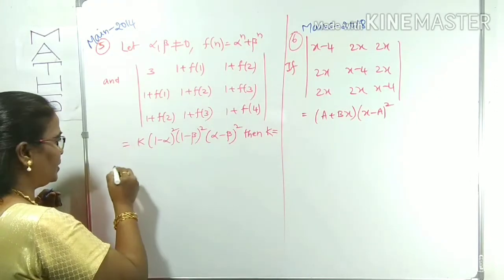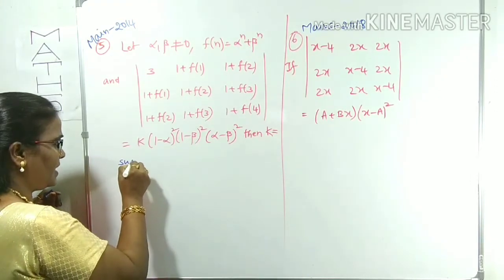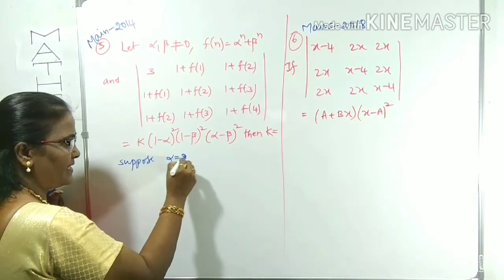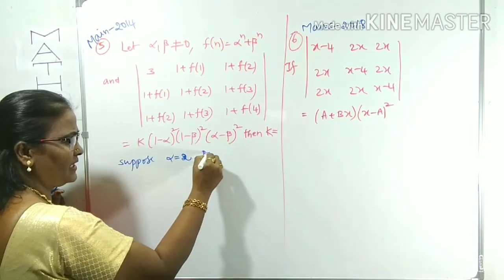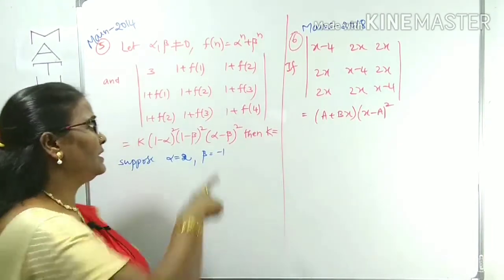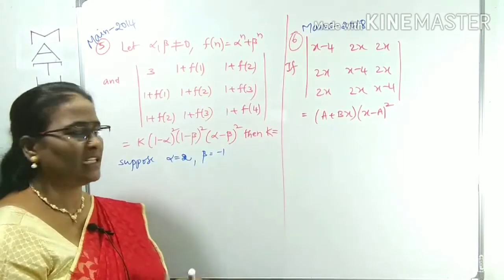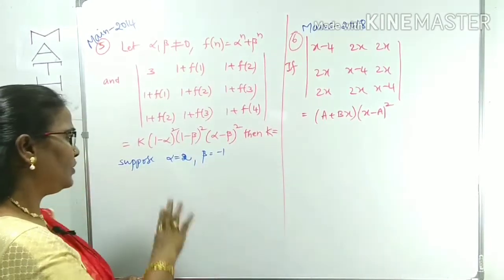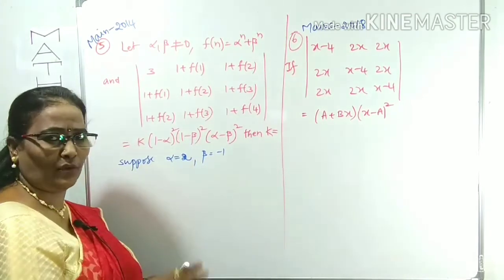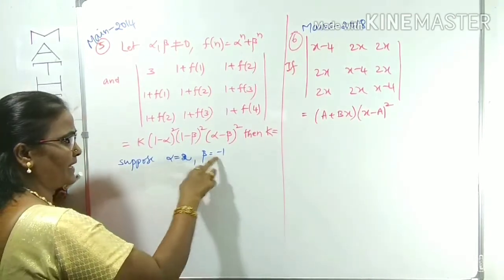I am taking values for our convenience. Other than 1 and 0, suppose alpha is 2 and beta is some minus 1. I am taking minus 1. We could also take 3, but the powers will be high. Don't take 0 and 1, and also don't take them equal. Right, alpha is 2, beta is minus 1.